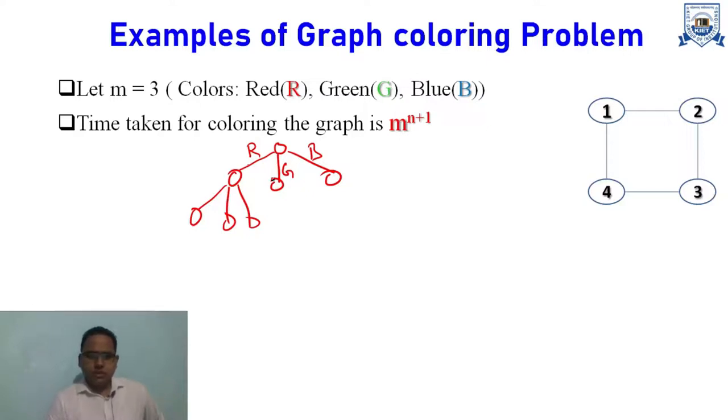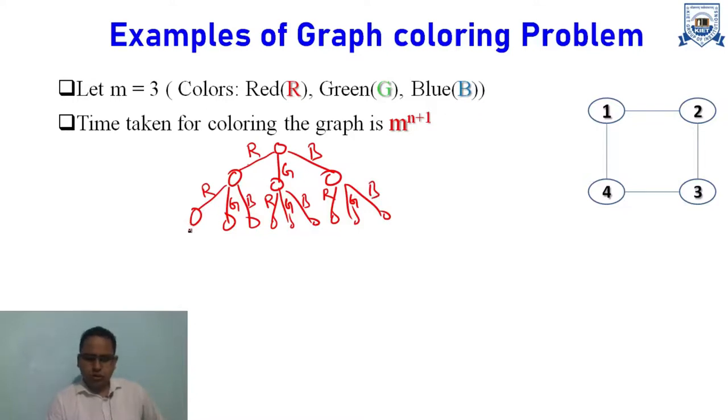For the second node, again for coloring the second node, I have red color, green color, blue color, like this. Again for the first node, if I color with green, we have different RGB options, I can color with a different color. If I color with blue, again I have different options to color the second node, that is red, green and blue, like this. So like this, first node and second node are colored.